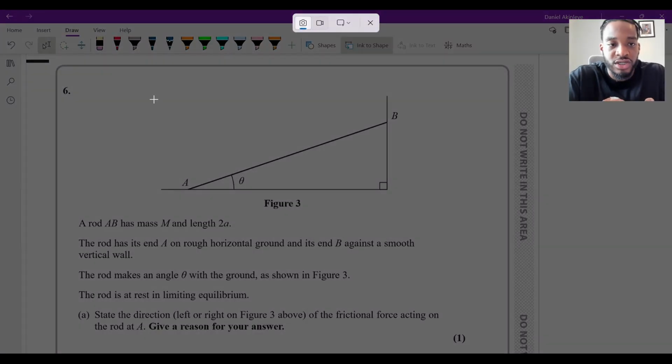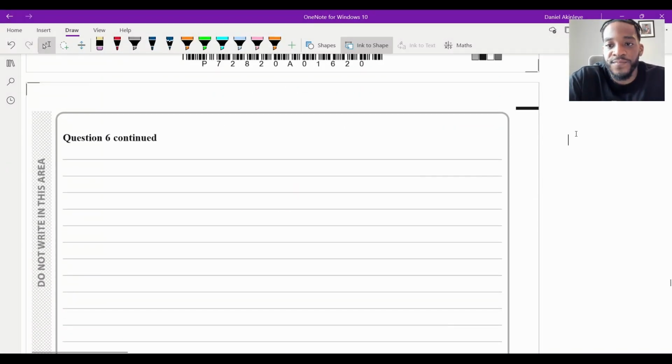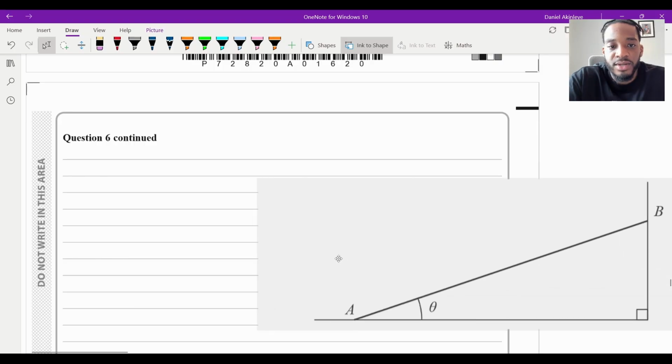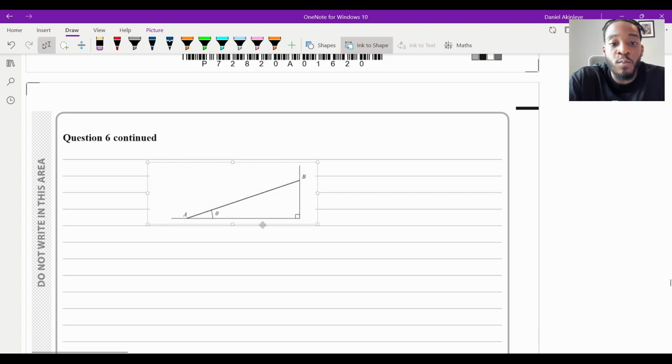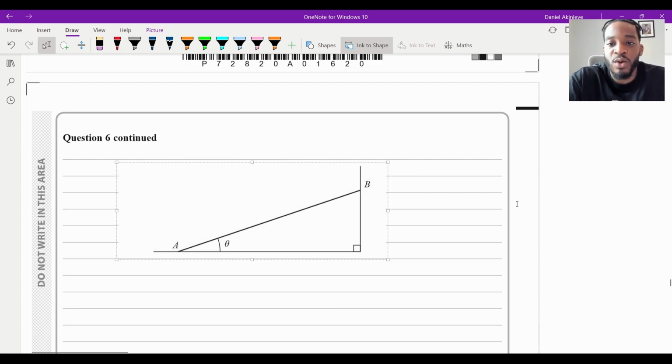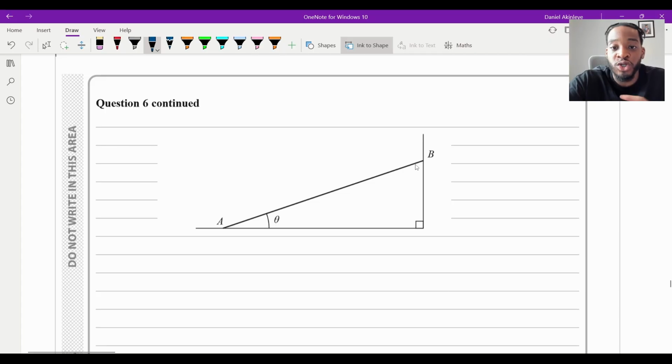So let's just screenshot this. Let's get the rod going here. Let me just put this underneath here, just like this. And now with moment questions, whenever you're doing these types of questions whereby you've got a rod or a ladder, it's this type of setup, right? There's always going to be a reaction force at B, where the wall and the rod are meeting. And it's going to be perpendicular to the vertical wall, isn't it? So we're going to have a reaction force going this way, and this is called RB.